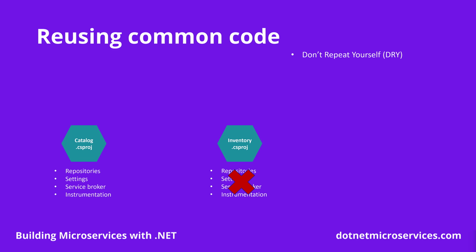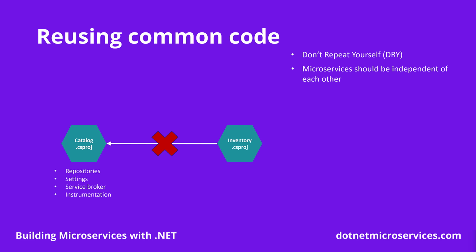Therefore, we could be tempted to keep our common code in one of our microservices and have all the other services simply reference that project to get access to the common code. However, this is not a good idea because microservices should be independent of each other to ensure each of them can evolve quickly and have no ties to the internal implementation of others.